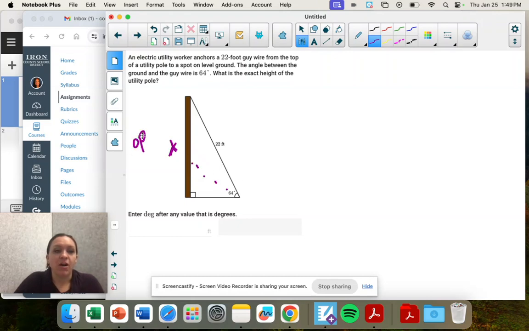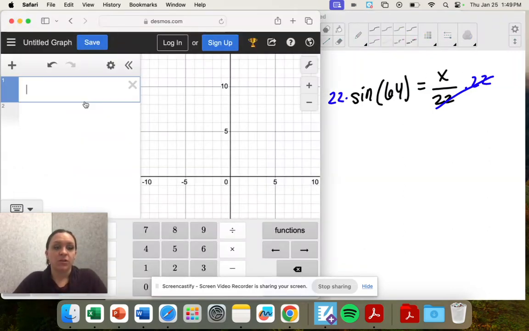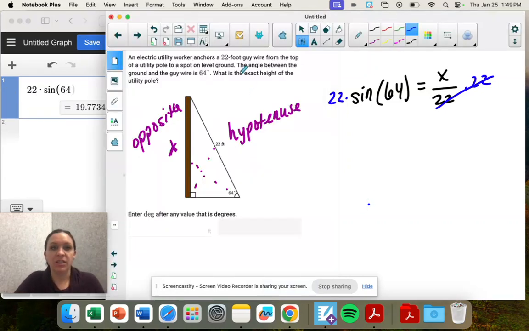So we want to find the opposite side, and we're given the hypotenuse. So we're going to use sine. Sine is opposite over hypotenuse. Sine of our angle equals opposite over hypotenuse, and then we multiply by the denominator to get rid of our fraction. Now x is by itself, and we're ready to calculate. So 22 times sine of 64 is 19.8.